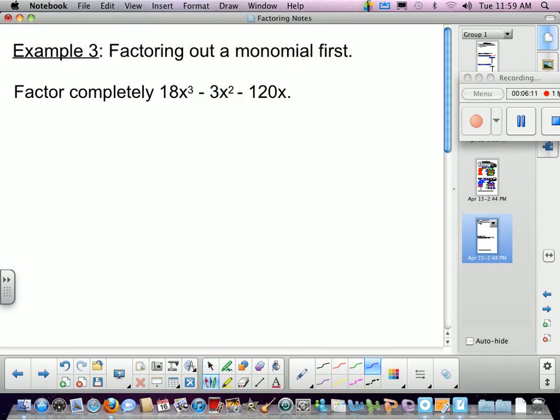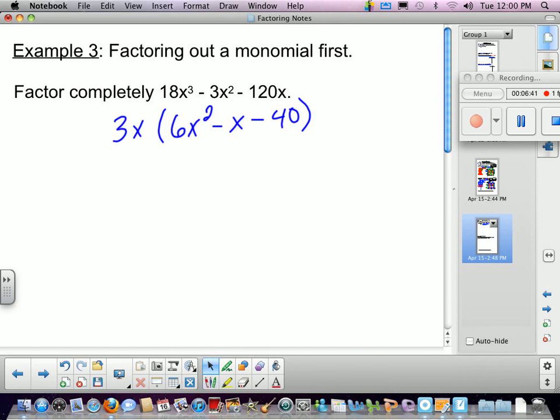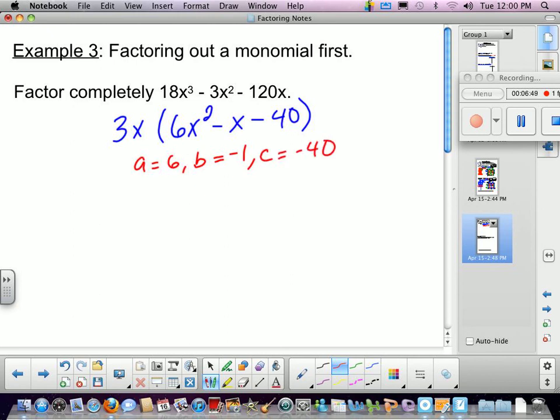Alright, so in example 3, we're going to take and multiply a times c. A is 18, b is negative 3, c is negative 120. But before we can do that, we actually have to factor out the greatest common factor. So the greatest common factor between these is going to be 3x. So we're going to have 6x squared minus x minus 40 left. So now, instead, a would be 6, b would be negative 1, and c would be negative 40.